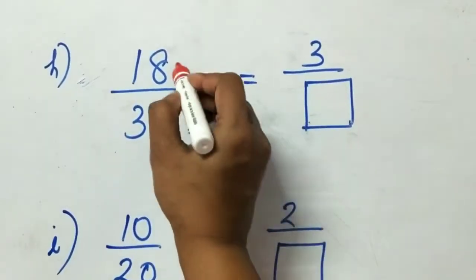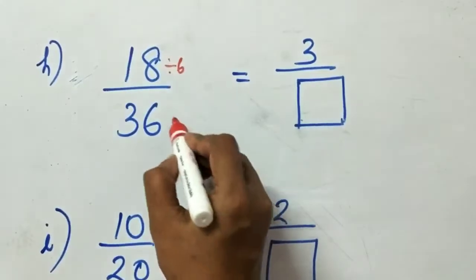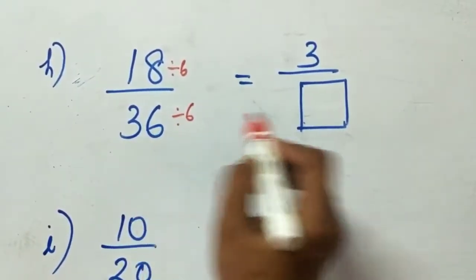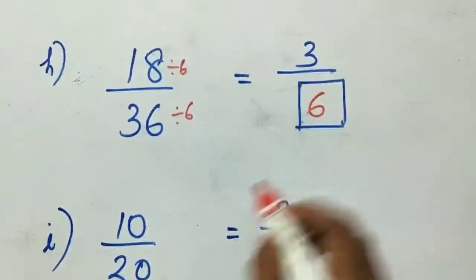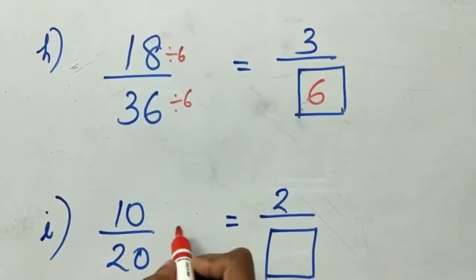18 divided by 36 equals 3 by dash. 18 divided by which number is 3? 18 divided by 6. So 36 divided by 6, 6. 3 by 6.